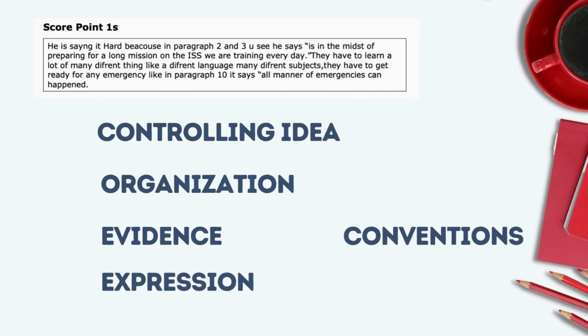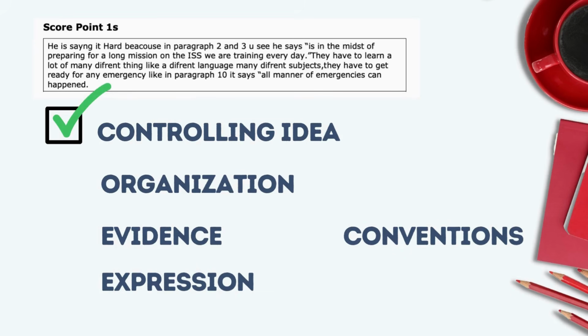So here is an example of a student that scored 1 point. He is saying it's hard because in paragraph 2 and 3, you see he says, is in the midst of preparing for a long mission on the ISS. We are training every day. They have to learn a lot of many different things, like different language, many types of subjects. They have to get ready for an emergency. Like in paragraph 10, it says all manners of emergencies can happen.